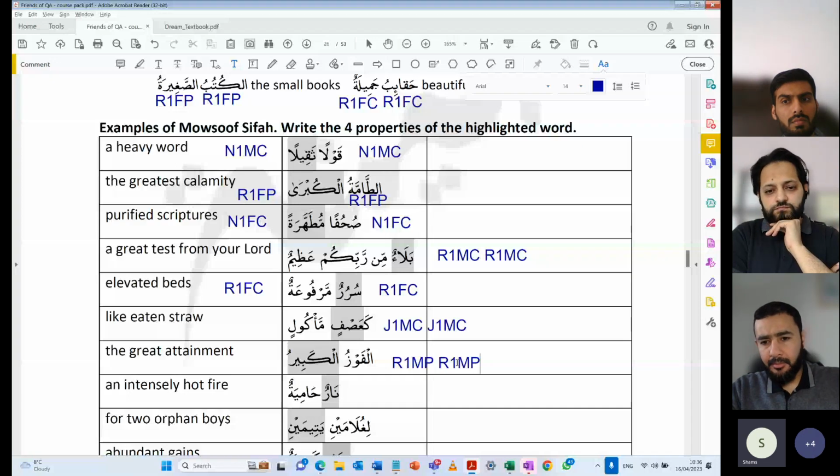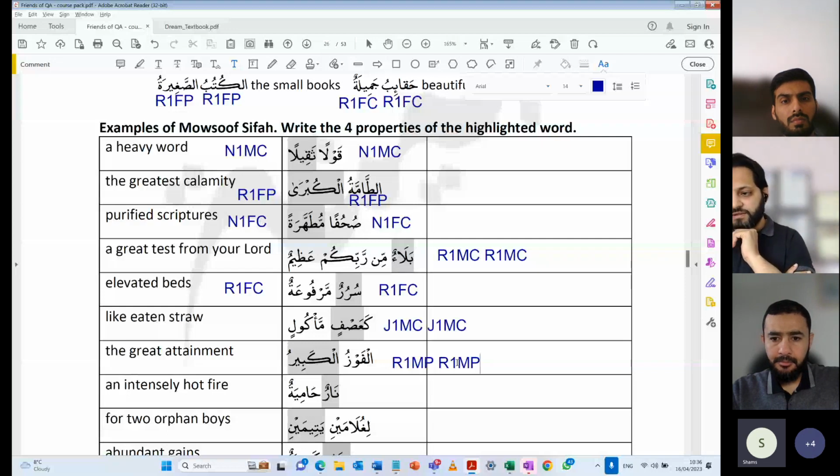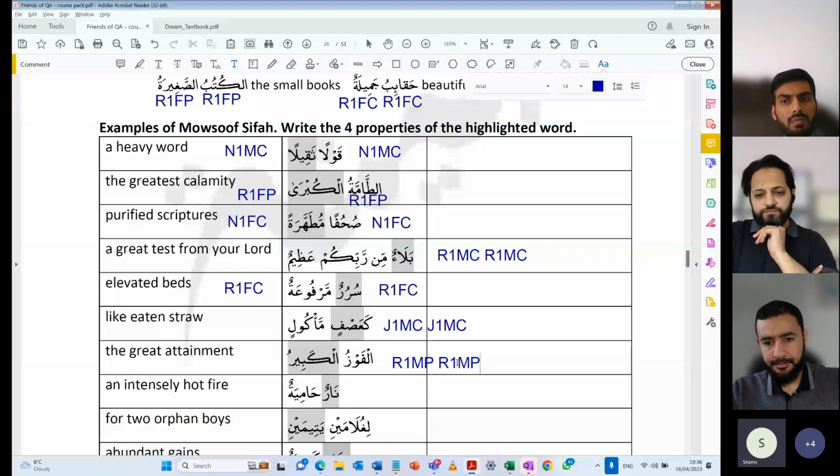So brother, this is not common. Why is it proper? Which one? This great attainment, because of al. Because we have an al, Umar bhai. Sorry.